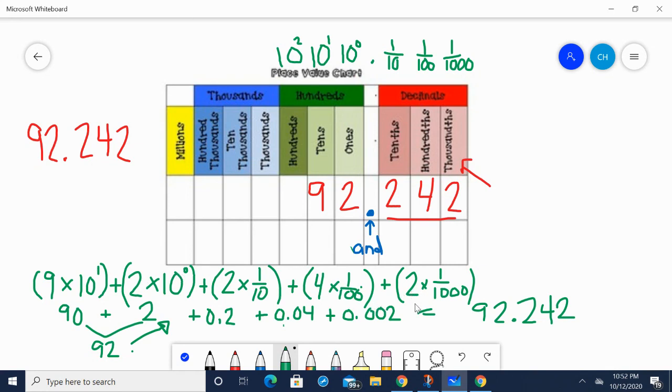All right, that's that. So today we went over understanding decimal place value. So continue to work and you'll be great.